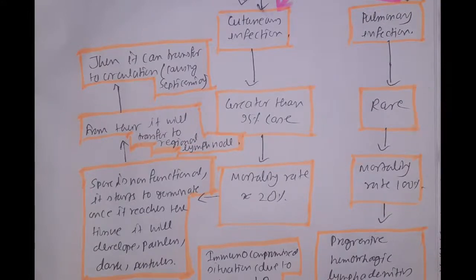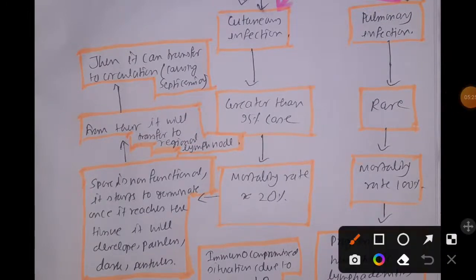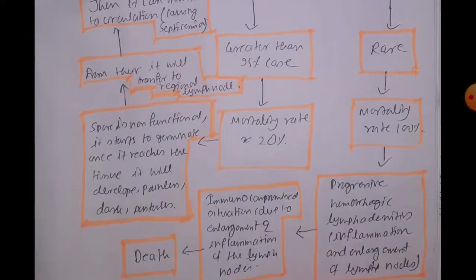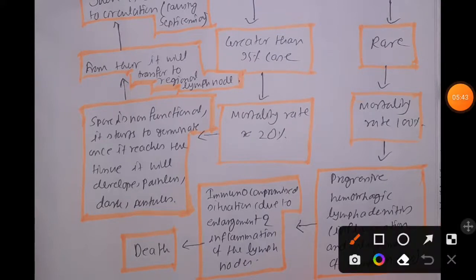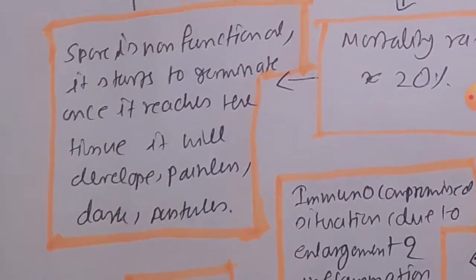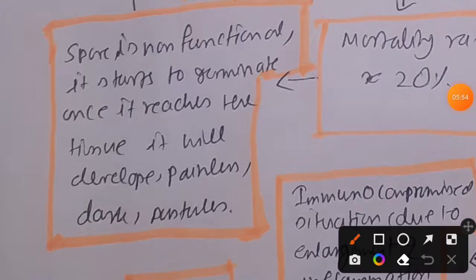Cutaneous infection is the most common type of infection that Bacillus causes. About 95% of Bacillus anthracis infections are cutaneous, and the mortality rate for cutaneous infection is relatively low, near about 20%. As I have told you, Bacillus anthracis enters the human body in the form of spores, which are initially non-functional. They start to germinate when they reach the tissue, and cause painless dark pustules.